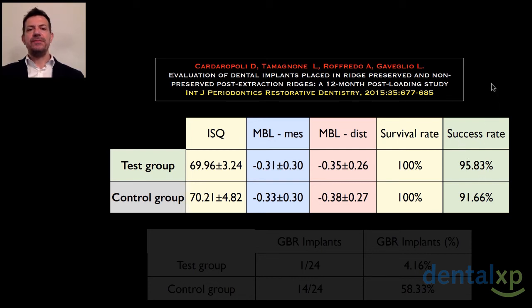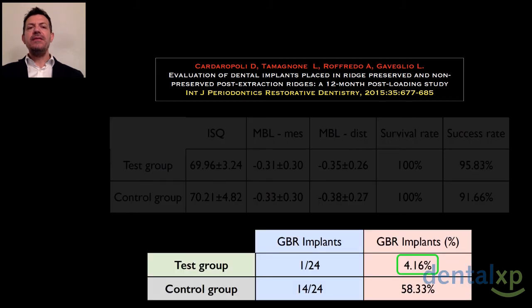And what about the need for additional guided bone regeneration procedure the day of implant placement? In the test group with ridge preservation, only 1 implant out of 24 needed an additional guided bone regeneration procedure the day of implant placement. It is only 4%, while in the control group with spontaneous healing, 14 out of 24 implants needed an additional bone regeneration procedure the day of implant placement, almost 60%.